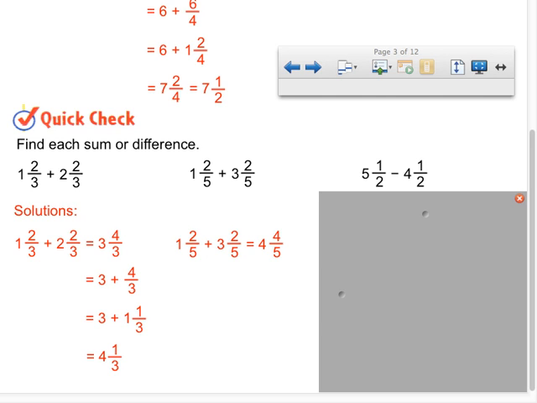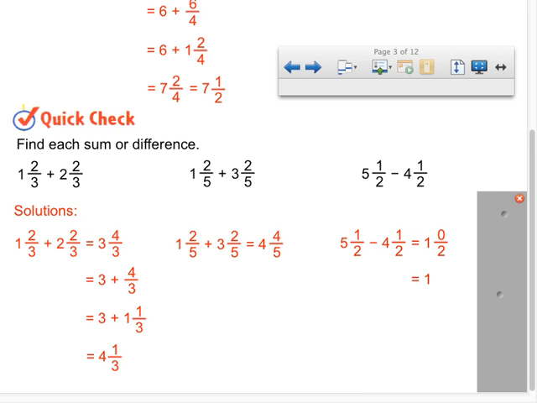And who's got this last problem right here? Trinity. The answer here is 1. Okay, so 5 minus 4 is 1. I have a half and a half. Since they both have 2 in the denominator, 1 minus 1 is 0, so 1 and 0 halves. Well, 0 halves is nothing, so 1. Are we good? Any questions about that problem? Okay, moving along.